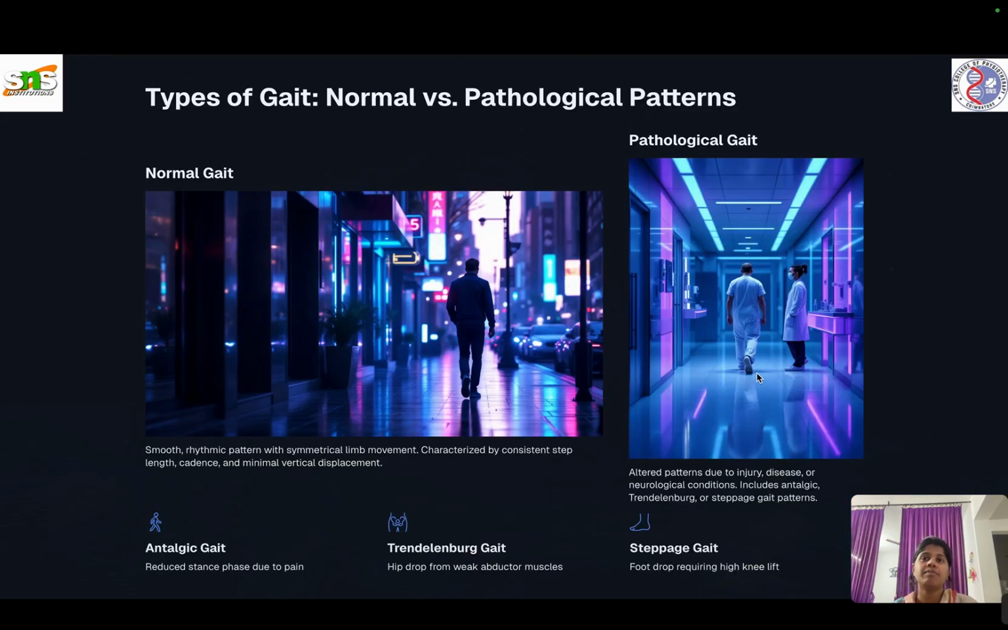Now coming to the types of gait, normal gait is smooth and well balanced, whereas pathological gait occurs due to injury or disease, such as antalgic gait due to pain, Trendelenburg gait due to weak hip muscles, and steppage gait due to foot drop.